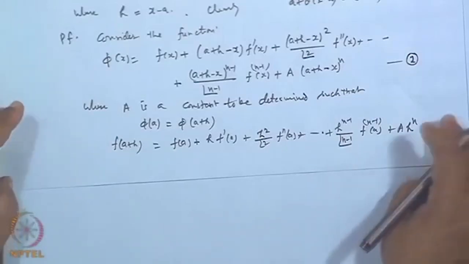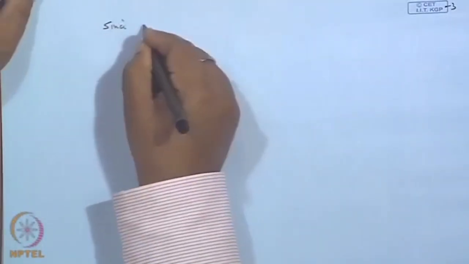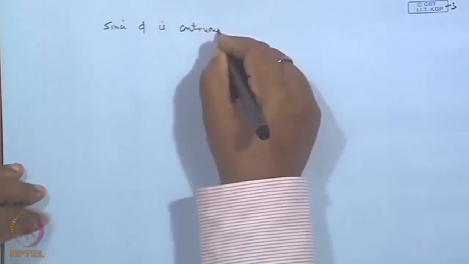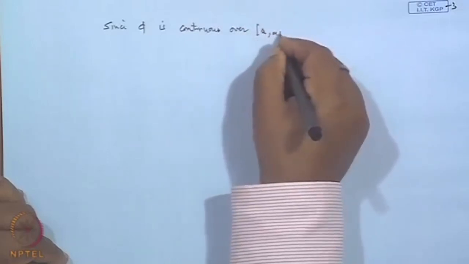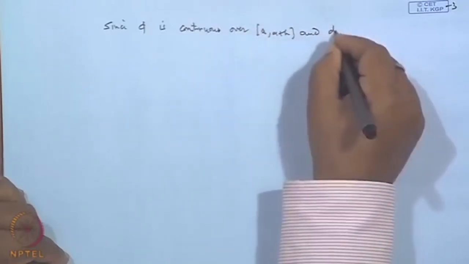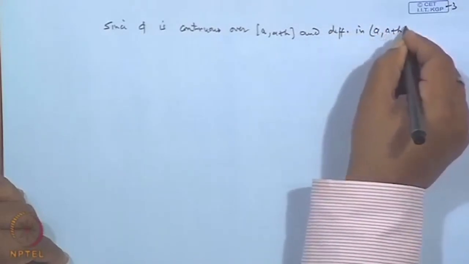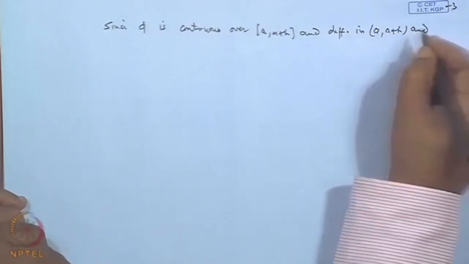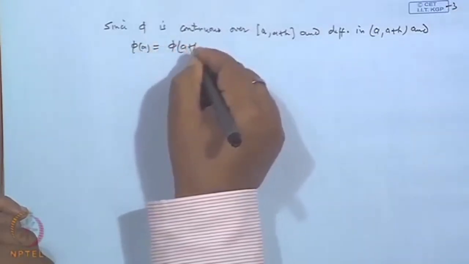Now, the function phi is a continuous function. Since the function phi is continuous over the interval a to a + h and differentiable in the open interval a to a + h, it also satisfies the condition phi(a) equal to phi(a + h).